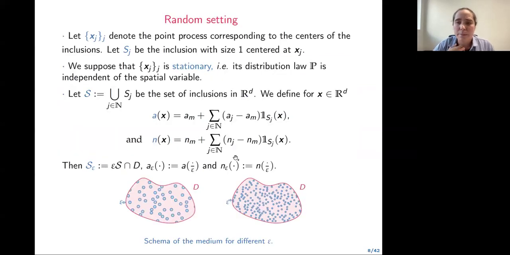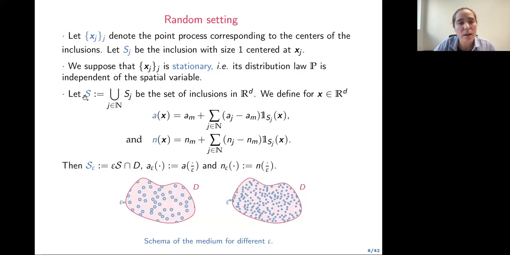So first, let me specify what our random assumptions are. What's random here is the position of the little scatterers. I call that x_j, so x_j is the center of each inclusion, and S_j is the inclusion of size 1 centered at x_j. My assumption is that this point process x_j is stationary. What does this mean? It means that its distribution law, P, is independent of x. So no matter where I am, the distribution law of the point process is the same.